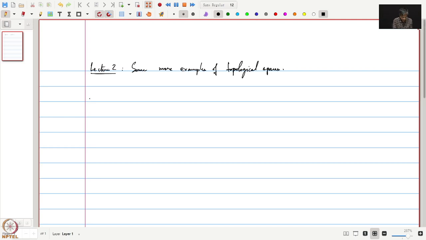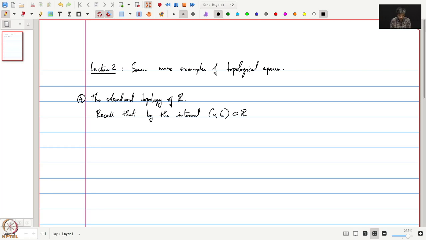The next example we are going to see is the standard topology on the set of real numbers, so the real line. Recall that by the interval (a, b) in R, which is a subset of R, we mean the subset of those real numbers x such that a is strictly less than x and x is strictly less than b. Here the assumption is that a is strictly less than b, and we allow a and b to be minus infinity and plus infinity.